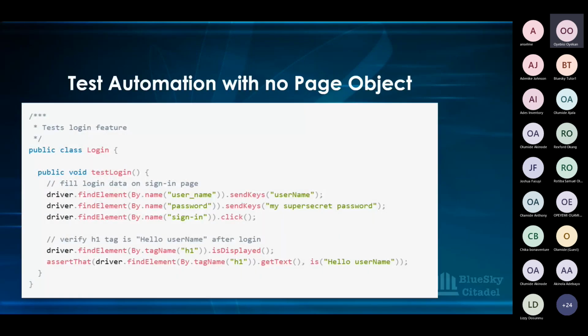And next, can you see the difference between what I just showed you and this one? So this is our automation that is not using page object. This is how it looks. From here, you can see that this is your element locator.